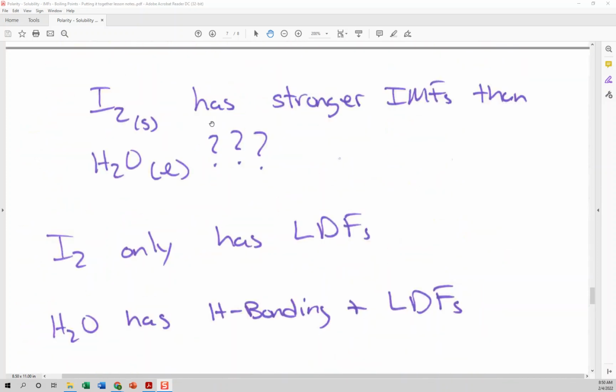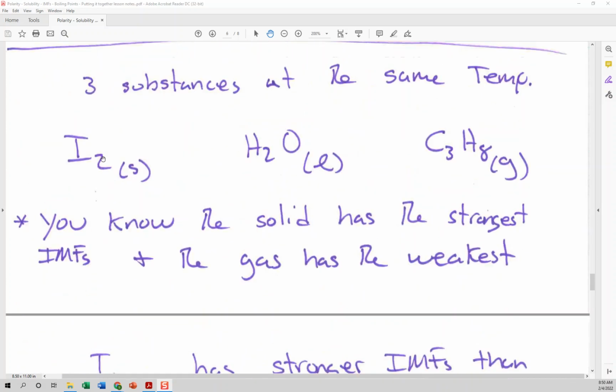So this solid and liquid is telling you that this is stronger than that, right? If I just said I2, but I didn't tell you the state of matter, and I said H2O, now I expect you to know that water is a liquid at room temperature. You should know that. And we did our periodic table unit, and you should know iodine's a solid, but I probably wouldn't hold you responsible for that.